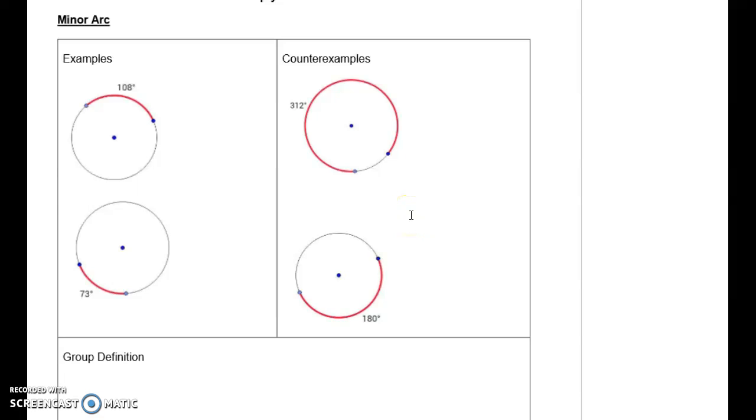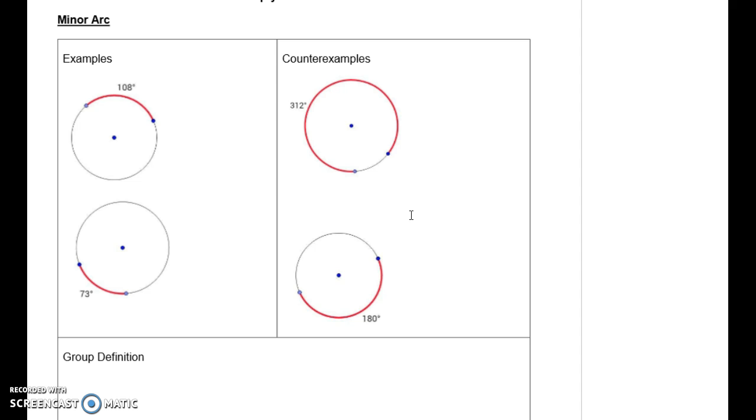In this video, we're going to explore different types of arcs related to circles. The first one we have is a minor arc. On the left-hand side of this diagram, we've got examples of what a minor arc is, and then we have what are called counterexamples, so non-examples.